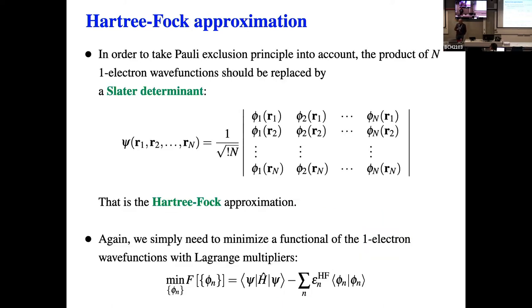So we're coming to the problem that we mentioned. We all know that for electrons, the wave function needs to be antisymmetric when you exchange two particles. As a result, rather than just taking a simple product of wave functions, you need to take a Slater determinant to represent the wave function. That's one step forward compared to the simple product of wave functions. You can do exactly the same development, and again you will have to minimize the energy with Lagrange multipliers that apply on these individual wave functions.